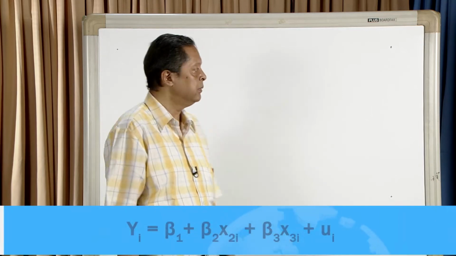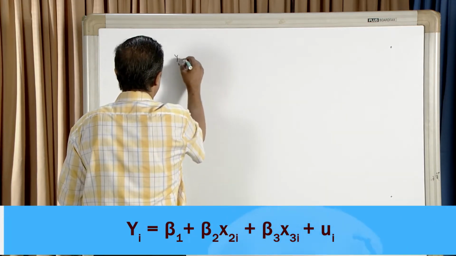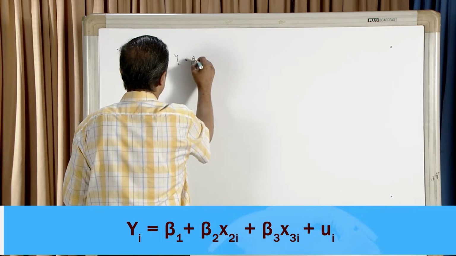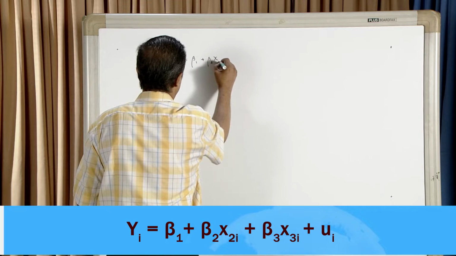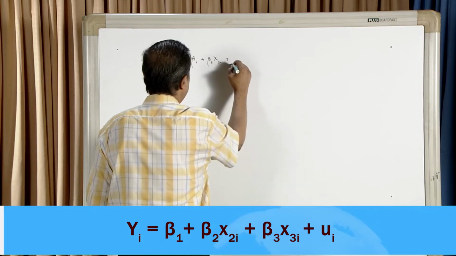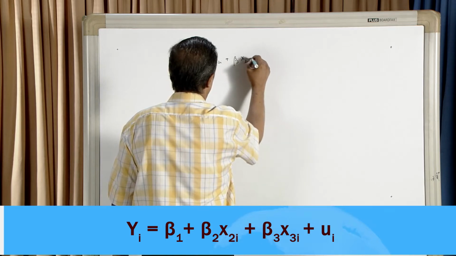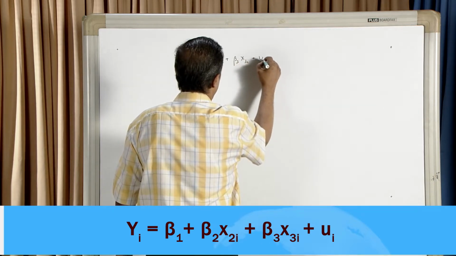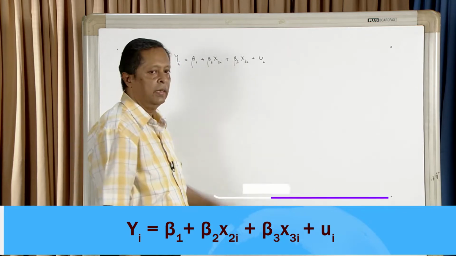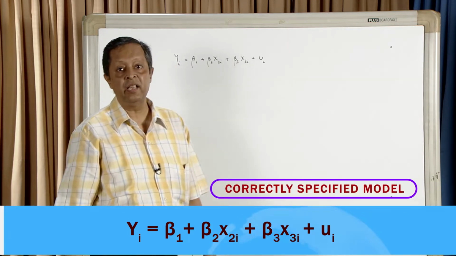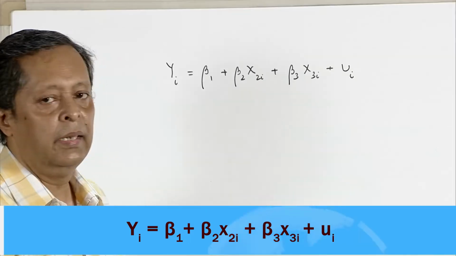Let us consider the model y_i being regressed on variables x2, x3 and an intercept beta 1. So, this we assume is the correctly specified model with all the properties of the classical linear regression model.